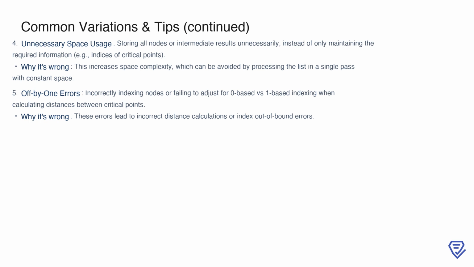Off-by-one errors are also common, particularly when switching between 0-based and 1-based indexing. These mistakes can lead to incorrect distance calculations or even index out-of-bounds errors. Paying close attention to how indices are handled in the list will help avoid these issues. Overall, ensuring your solution is both space-efficient and error-free in terms of indexing is key to solving this problem effectively.